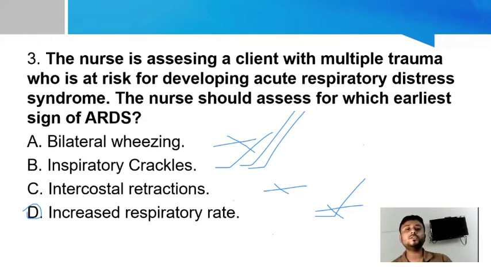So what is the question? The nurse should assess for which earliest sign of ARDS. Basically, in this question they are asking the progression of signs and symptoms during ARDS. What is the first or earliest symptom during ARDS? So you can get that it is the increased respiratory rate. Other than this will come later on. Fine.